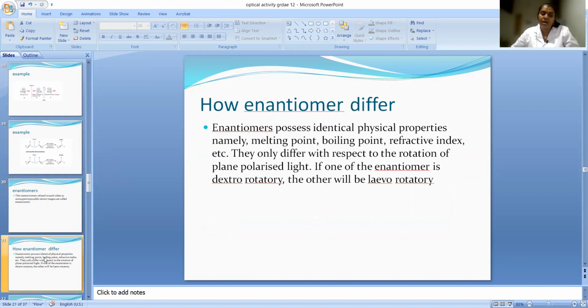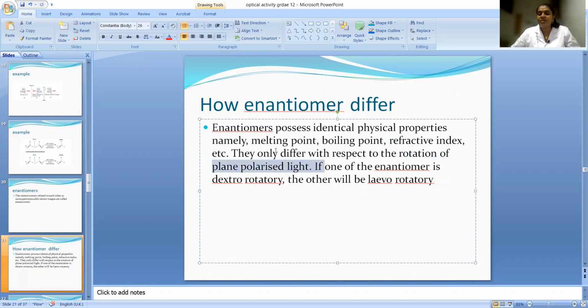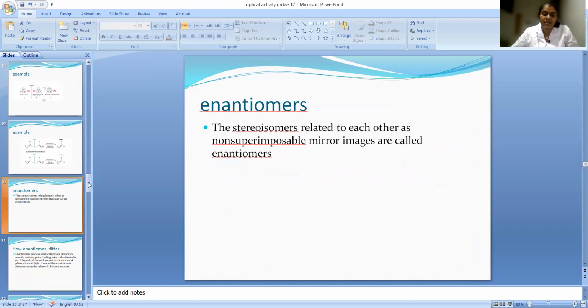Okay, so how are enantiomers different? Actually, enantiomers have the same molecular formula and the same physical properties: melting point, boiling point, refractive index, etc. But they differ in only one thing. They rotate the plane of polarized light in different directions. That is the only difference between enantiomers. If one is rotating to the left, the other will be rotating to the right. But the angle of rotation will be the same.